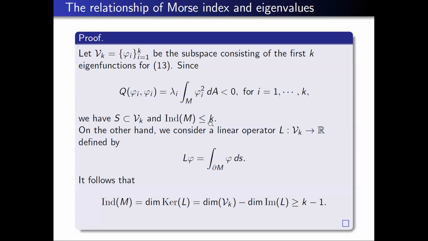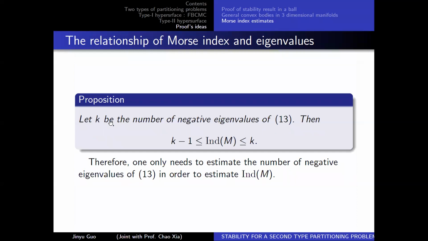On the other hand, we consider a linear operator L from V_k to the one-dimensional Euclidean space R, denoted this way. It follows that the index of M equals the dimension of the kernel of L, which equals the dimension of V_k minus the dimension of the image of L, and is larger than k minus 1. So the proposition holds.